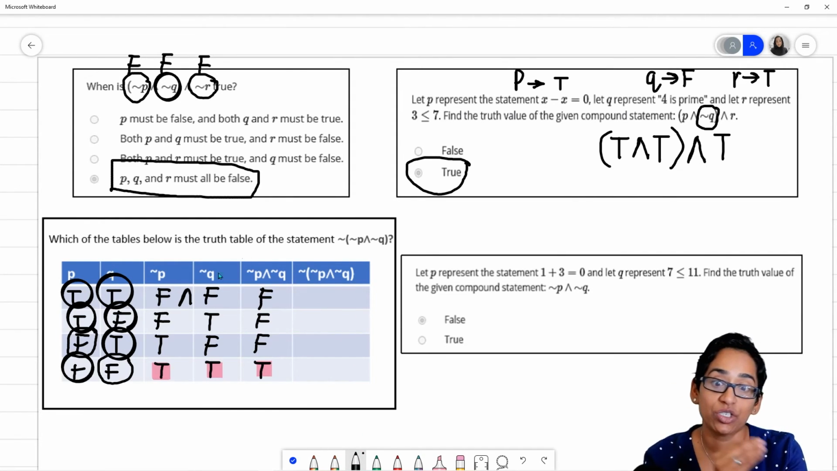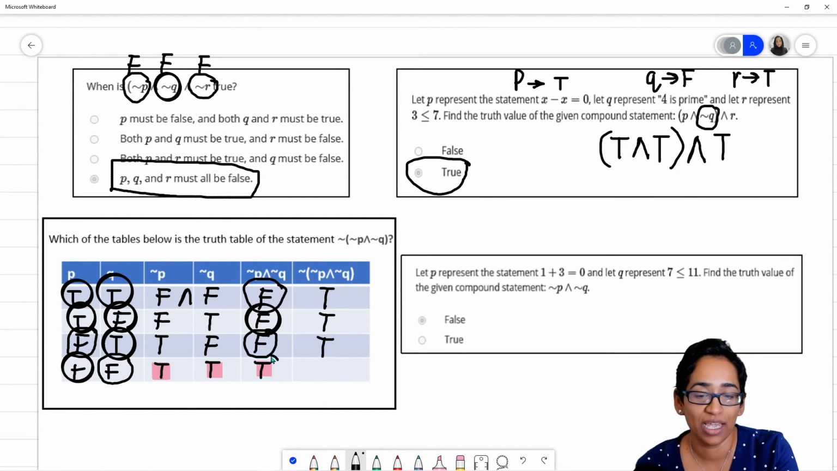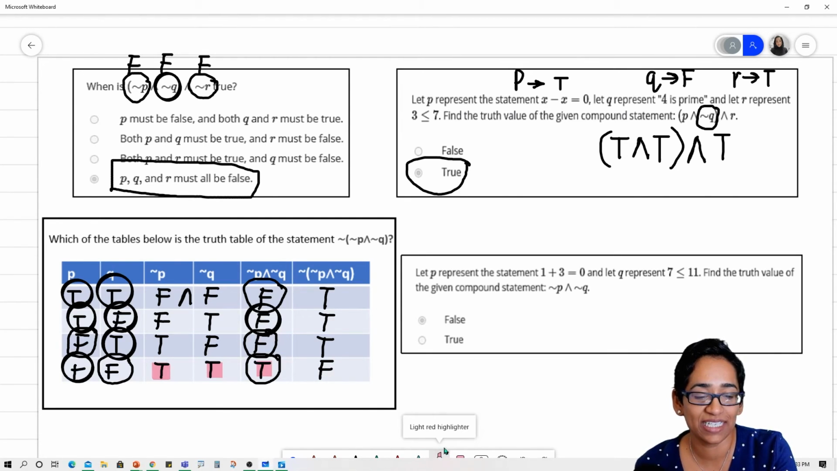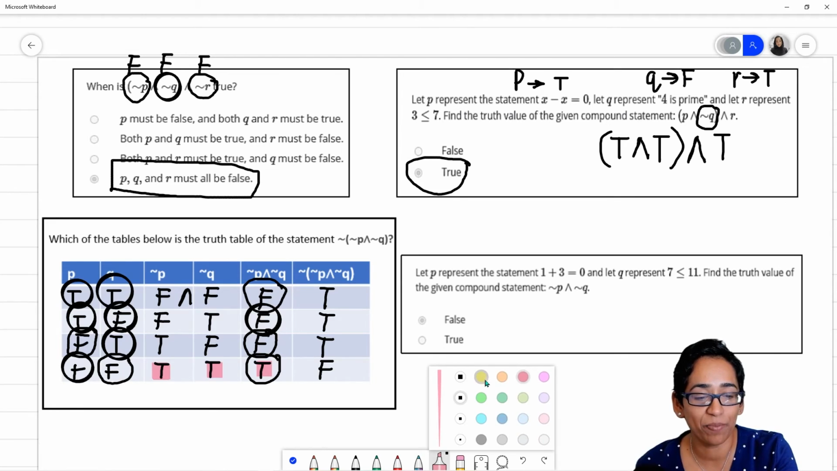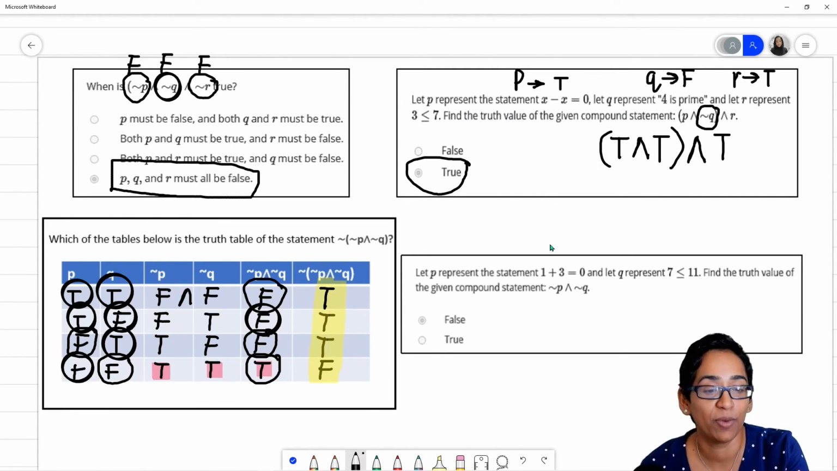It's the negation of all of these. So negation of false is true. Negation of false is true. Negation of false is true. Negation of true is false. So as you can see, I am taking it step by step and I expect you all to do the same as well. You will take it step by step. Okay? All right. Let's look at the last problem.